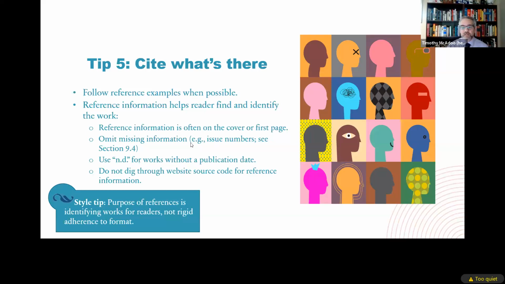So if it's not clear when something was published, just use n period, d period in the reference, which stands for no date. So again, the overall style tip here is to remember that the purpose of the reference is to identify the work for the reader in a predictable way, so they can find the work and verify that it matches the reference that you are actually talking about.